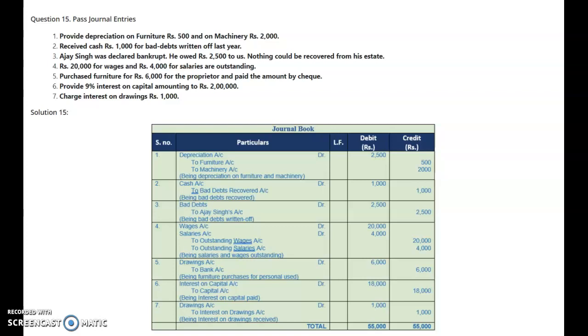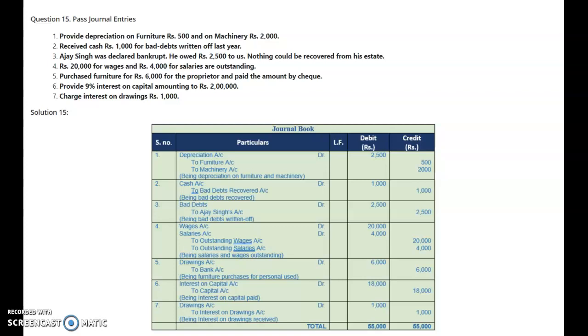Income accounts are nominal accounts and they should be credited here. So the journal entry will be cash account debit to bad debts recovered. Bad debts recovered will become our income, so it comes on the credit side. Actually we had received the cash as per the transaction, so the journal entry will be cash account debit to bad debts recovered account.